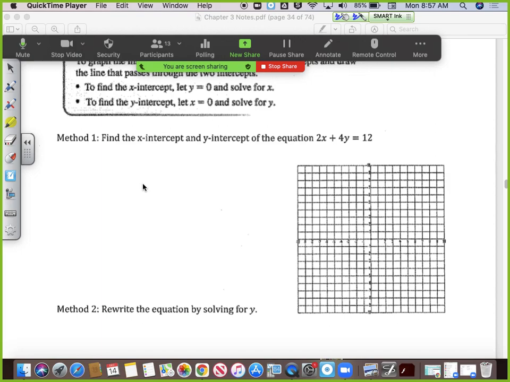So let's take this standard form equation, 2x plus 4y equals 12. And we're going to be finding 2 things. We're going to be finding the x-intercept, and we're going to be finding the y-intercept.